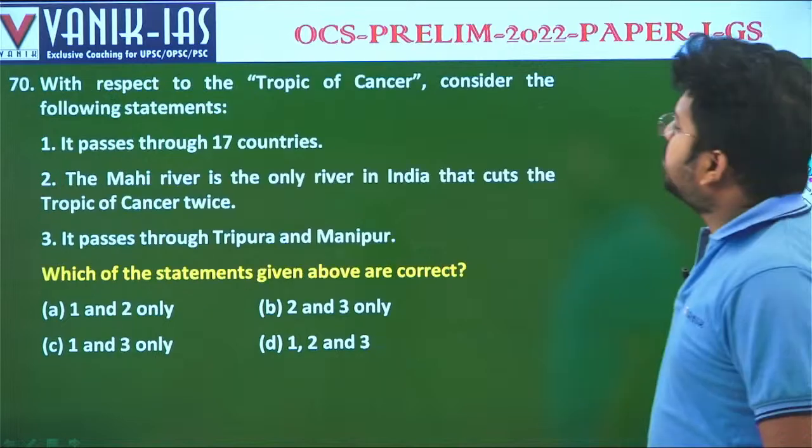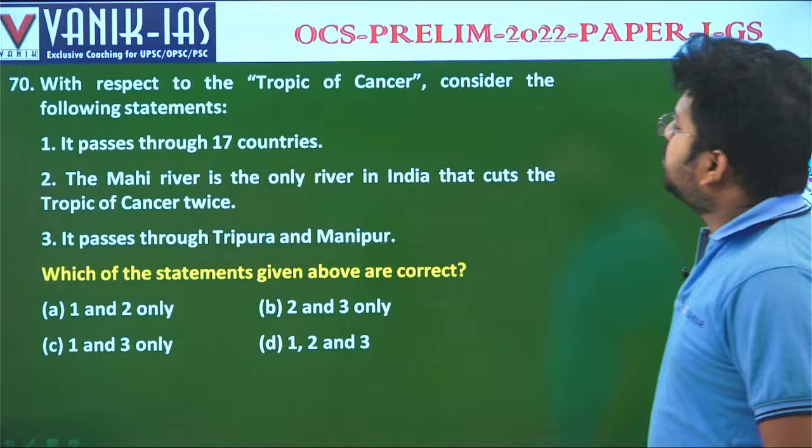With respect to Tropic of Cancer, consider the following statements. It passes through 17 countries. The Mahi River is the only river in India that crossed the Tropic of Cancer twice.